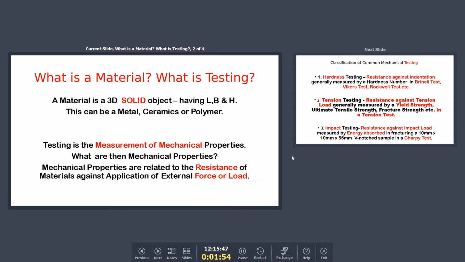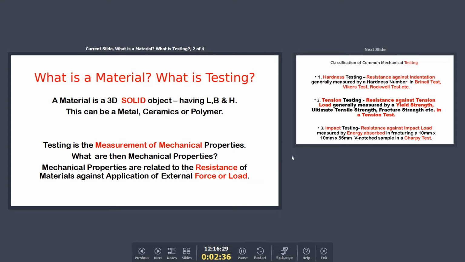First, we will see what is a material and what is testing. A material is a 3D object having length, breadth, and height. The piece of material can be a metal, ceramics, or a polymer, which is known as plastics. And what is testing? Testing is measurement of mechanical properties of materials.